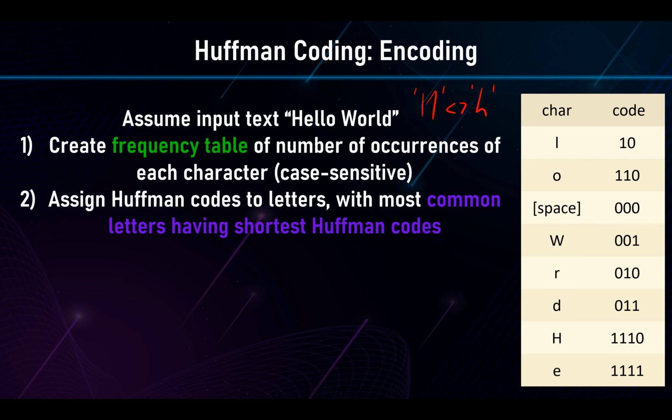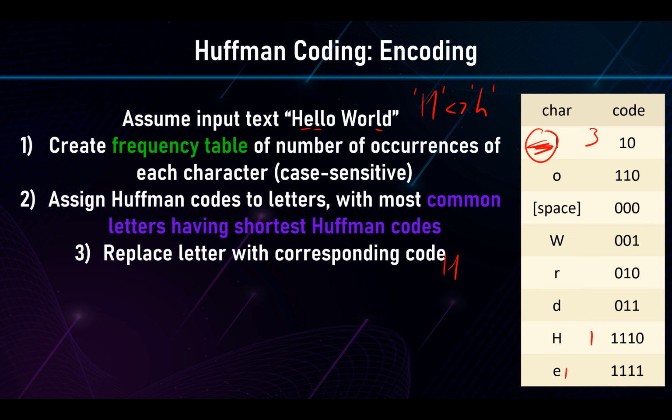Once we've done that, we're going to assign Huffman codes to letters, with the most common letters having the shortest Huffman codes. So this is step 2. If we were creating the frequency table, let's just do it here. Big 'H' has only 1. If we look at 'E', 'E' is also only 1. If we look at 'L', 'L' actually has 3 occurrences. We're just going to do that for each character.